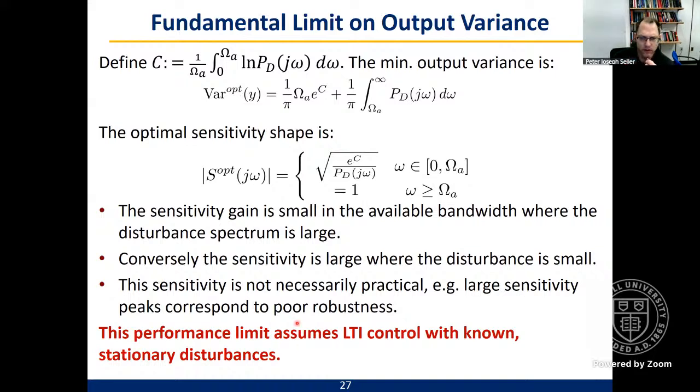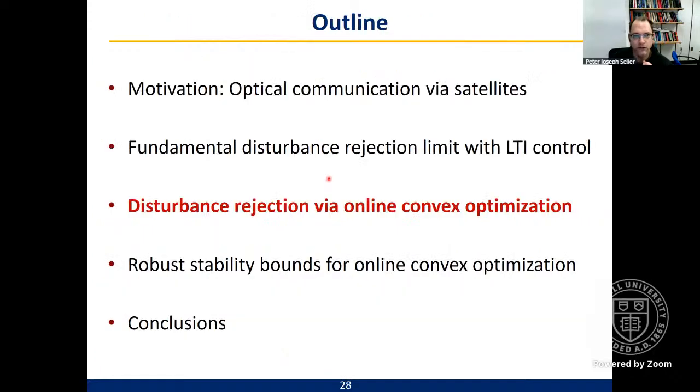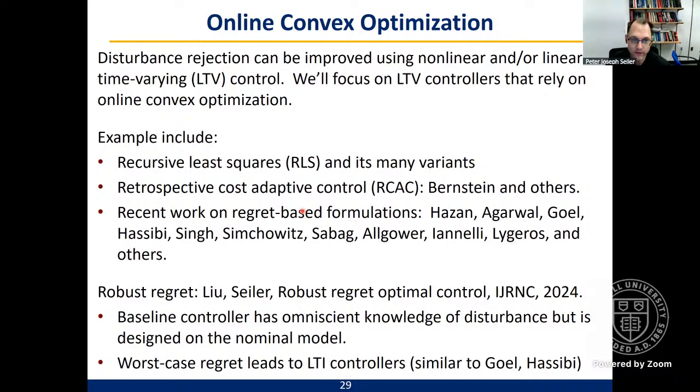I'll skip this performance limit. There are a few more details, but in the interest of time, I'll move on to the next thing. This is all just setting up motivation for why you might want to do online optimization or some type of learning. There are basic limitations with linear time invariant control that learning or time varying control may be able to skirt around. Okay, so that's the next piece.